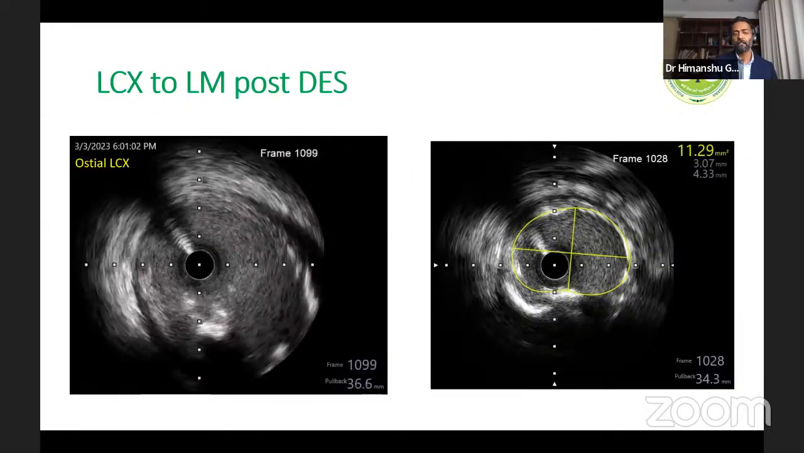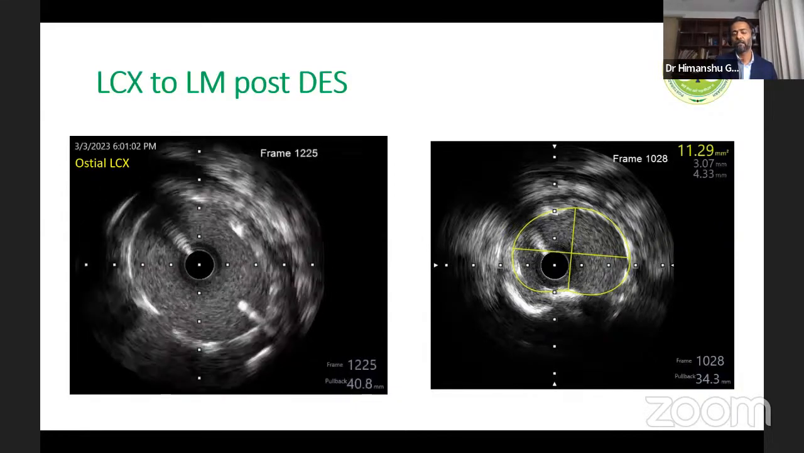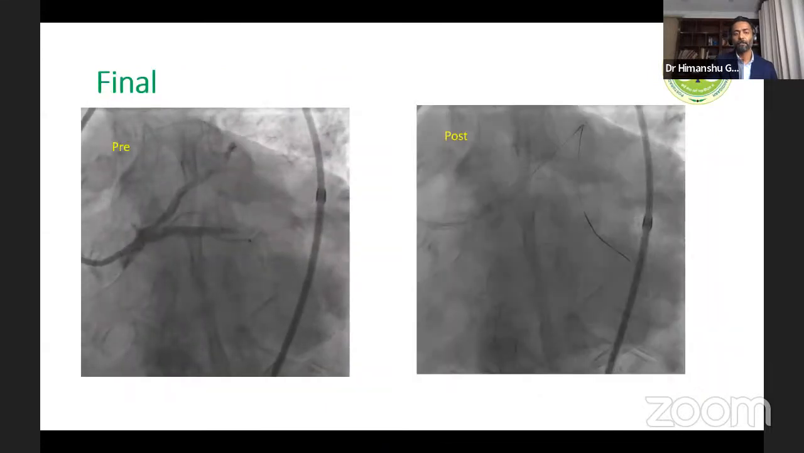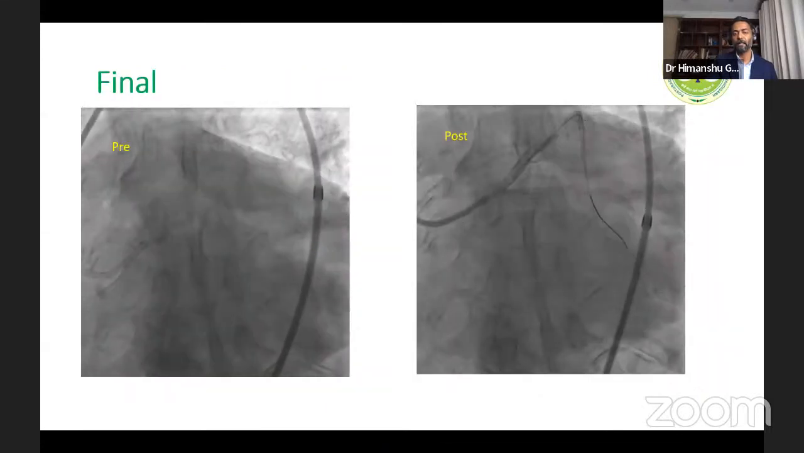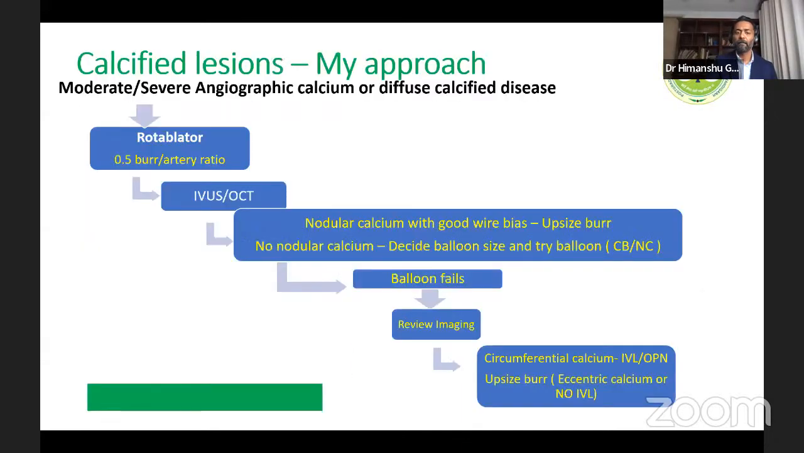And this is the ostial circumflex post-stenting. Here again, we see a short metallic neocarina with an area of about 11.5 in the circumflex as well. So this was the pre-picture on the left side, and this is the final picture on the right side. The patient did well with well-expanded stents.